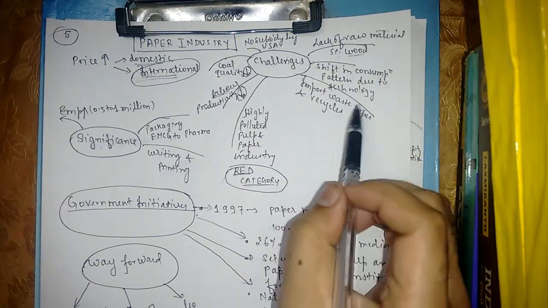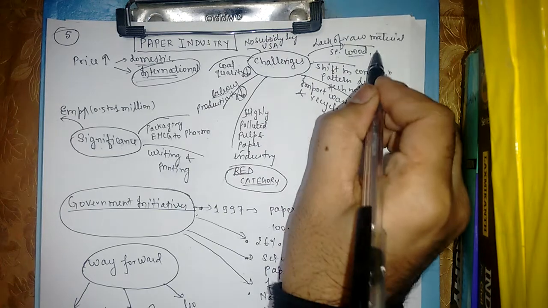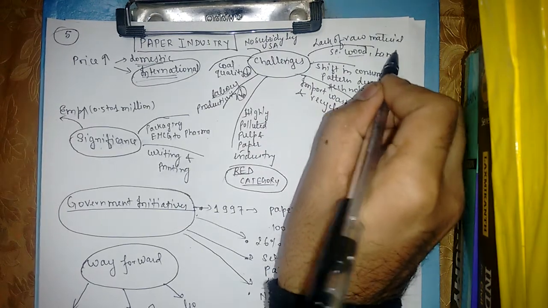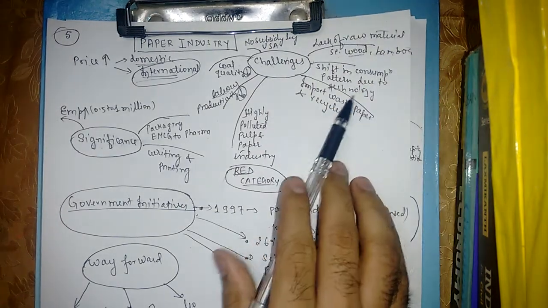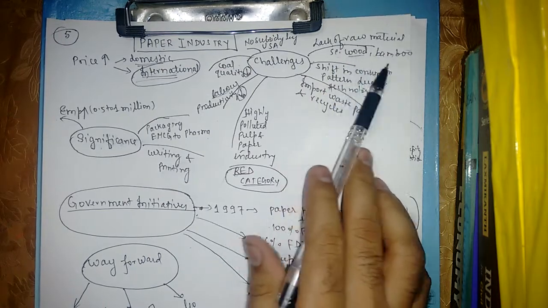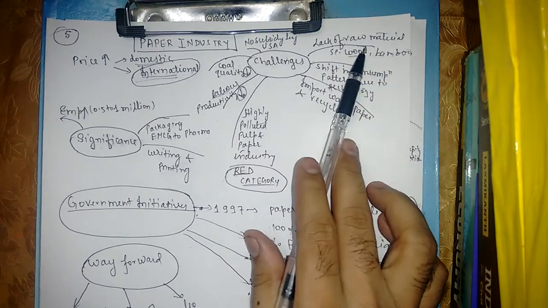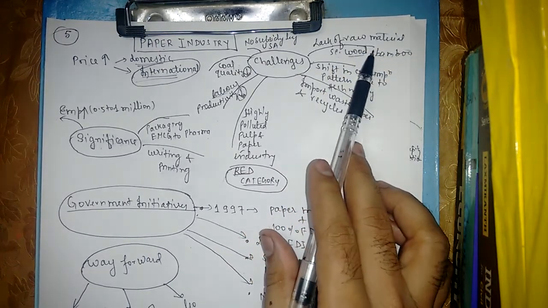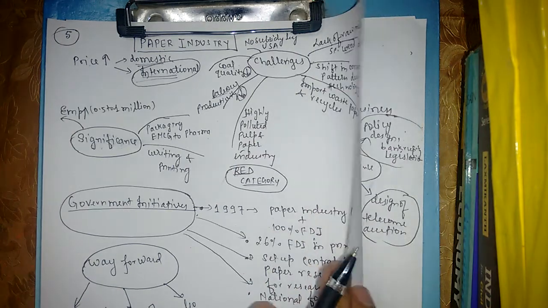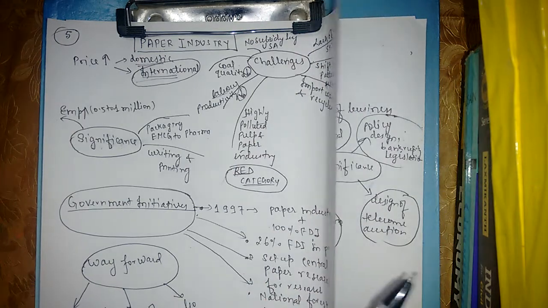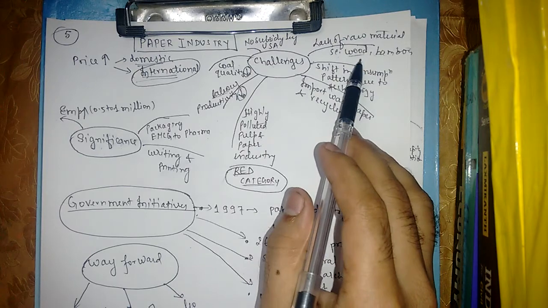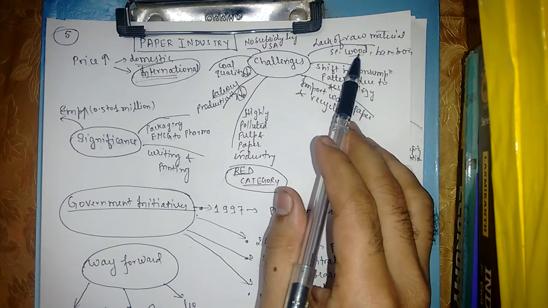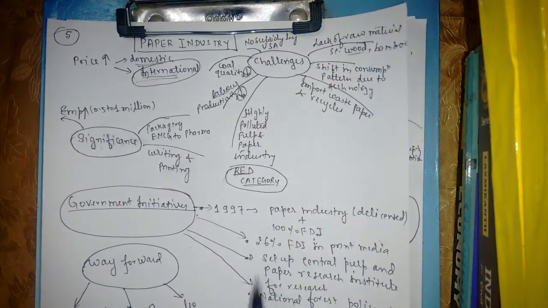Just like wood, bamboo and all. These are the raw materials that are lacking. If raw material is not there, we are unable to prepare wood pulp, and the pulp and paper industry cannot work properly, right?